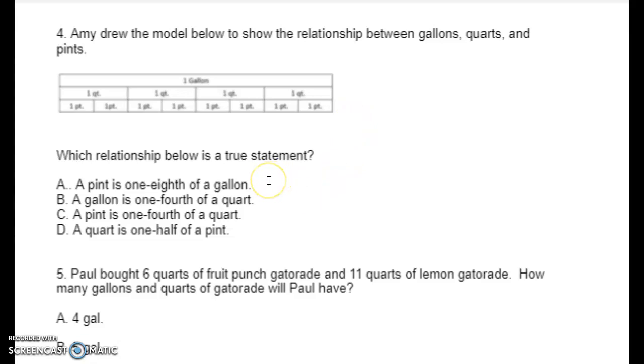A. A pint is 1/8 of a gallon. B. A gallon is 1/4 of a quart. C. A pint is 1/4 of a quart. D. A quart is 1/2 of a pint.